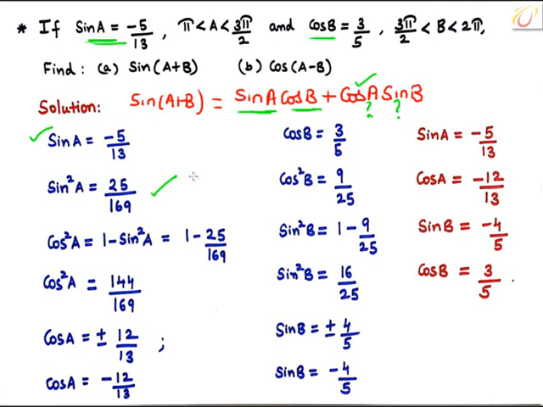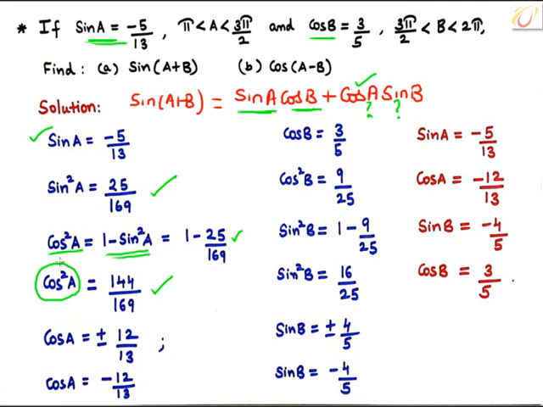We know that sin square A plus cos square A will be equal to 1. From that, can we say cos square A is equal to 1 minus sin square A? Perfectly correct. So we will get cos square A as 1 minus 25 upon 169. If you solve, you get cos square A as 169 minus 25 upon 169, which comes out as 144 upon 169.